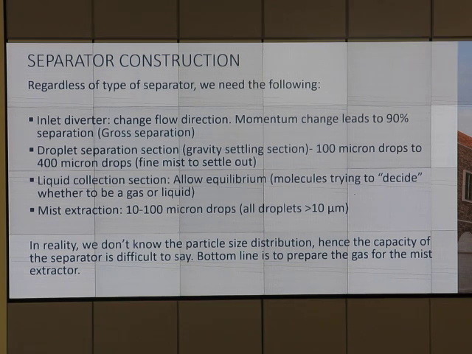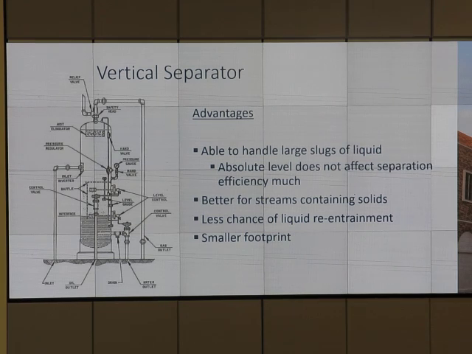In reality, this is a note from Watson: we don't know the particle size distribution. The particle size is not just one size, but it is a distribution. So the capacity of the separator is difficult to say. So we should use the mist extractor every time. Just add the mist extractor. Done. If you don't have a mist extractor, not good.